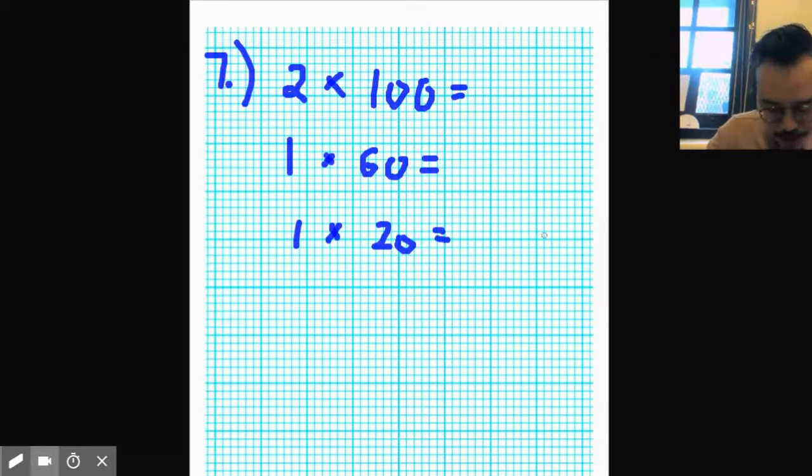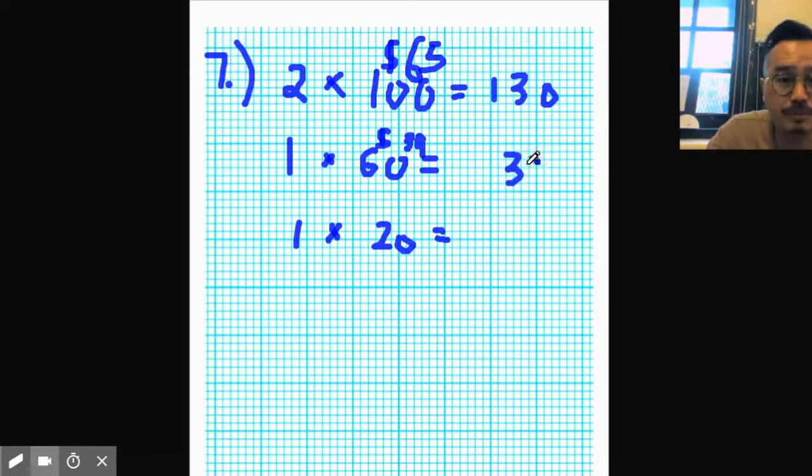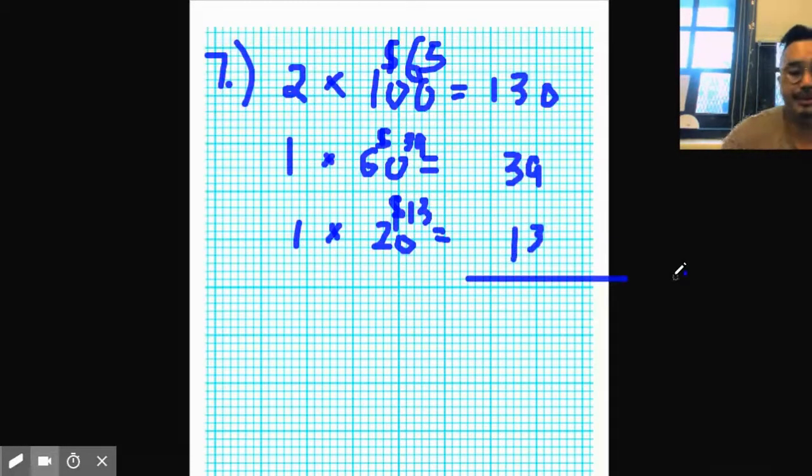Now let's see. Two packs of 100, so that's 130, because each pack is 65. Two times 65, the cost is 130. One pack of 60 costs $39, so that's $39 right here. And a pack of 20 is $13. You probably can't see my handwriting. And the cost, what would that be? $182.